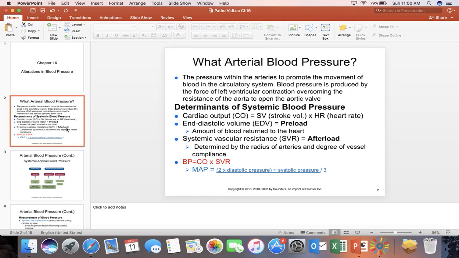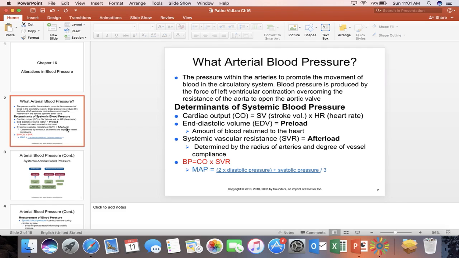The determinants of the systemic blood pressure include the cardiac output, which is the stroke volume times the heart rate. Also, you have the end diastolic volume, which is also known as the preload, which is the amount of blood that's returned to the heart.